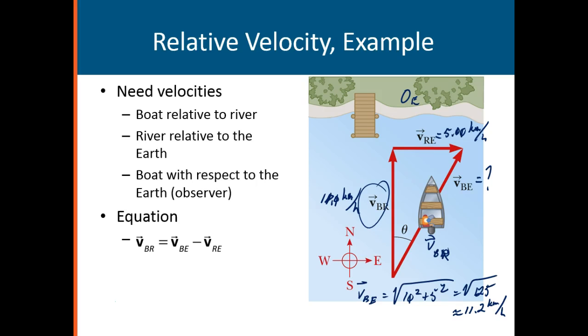So the magnitude of the boat's velocity with respect to the observer on the riverbank is 11.2 kilometers per hour. Very good. The second part of the question was the direction of the boat's velocity with respect to the observer on the riverbank. And they gave you a big hint there. They gave you the theta. That's going to give you the direction. How would you use that?